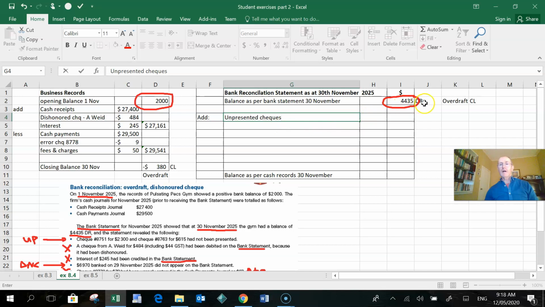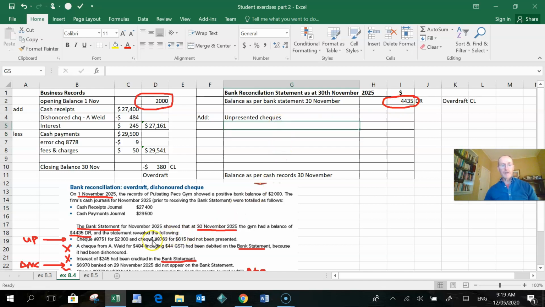Right? So when you start with a DR, you don't have to do it. You could do less unpresented checks and have a less rather than the add. So that's the other option. You go less deposits not yet credited, and then work out whether you've got a surplus or a deficit before you decide are you going to add or less unpresented checks. As long as it's logical. Am I trying to increase this balance or decrease it? So if I'm in overdraft, logically, when those checks are presented, they're going to make that overdraft go higher and higher. So we need to add.